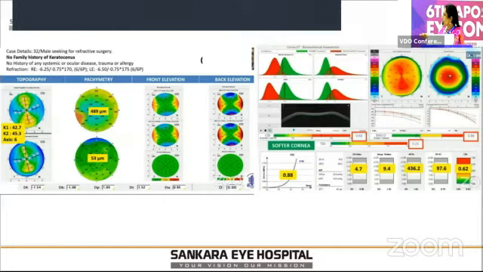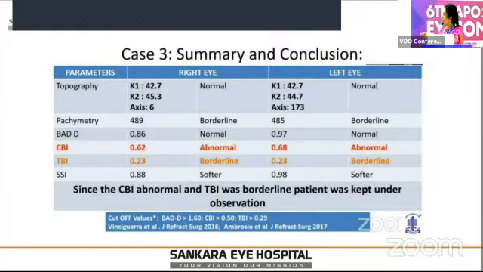This case is a third case of a patient with no family history of keratoconus, but with 489 microns pachymetry and asymmetric bow tie on the refractive maps, with the CBI around 0.62, abnormal in both the eyes, and TBI is around 0.23, borderline in both the eyes. Since CBI is abnormal and TBI is borderline, though the BAD-D values and SSI are normal, the patient was kept under observation.